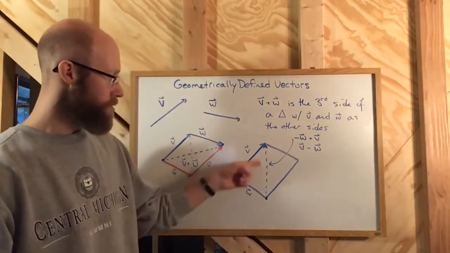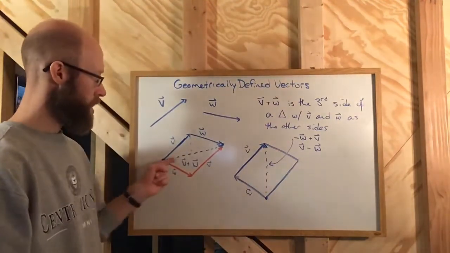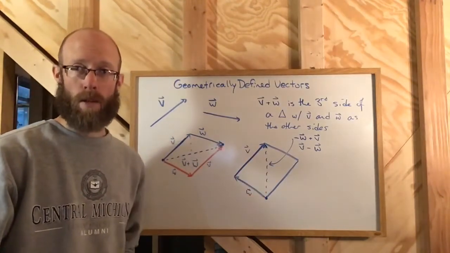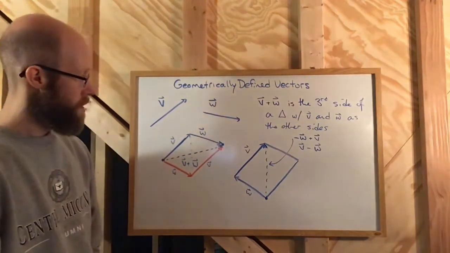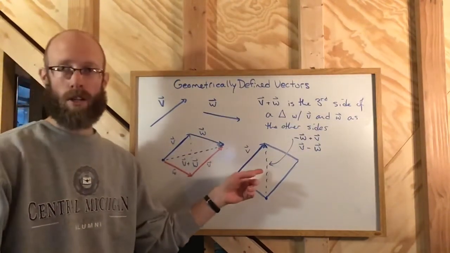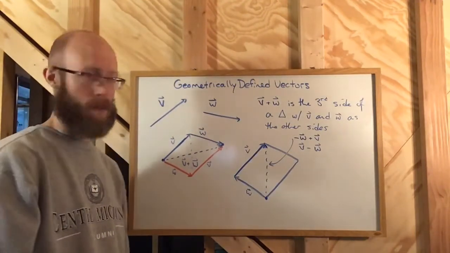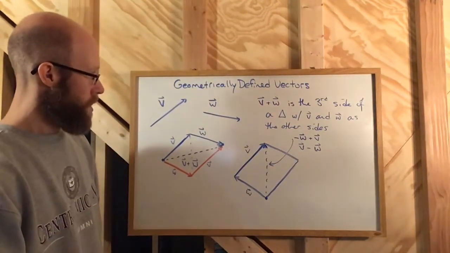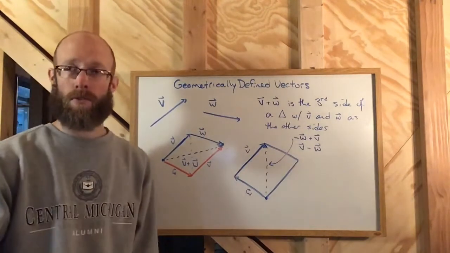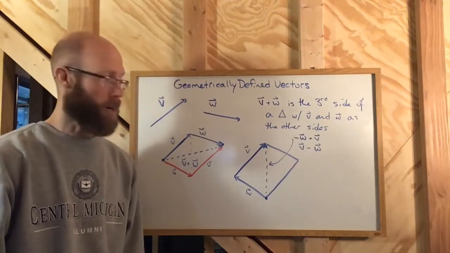So we'd say the other diagonal is the difference between V and W, okay? So one diagonal is V plus W, the other diagonal is V minus W, all right? Okay, and of course they bisect each other, which means they intersect right at their midpoints, if you consider them as segments. So there's just a couple interesting facts about vectors.